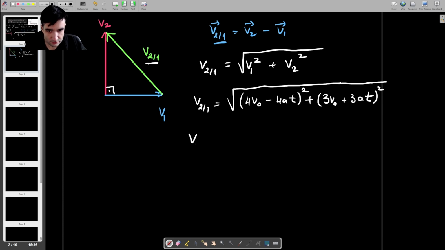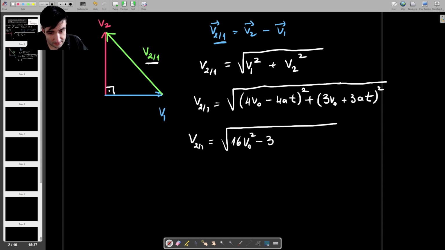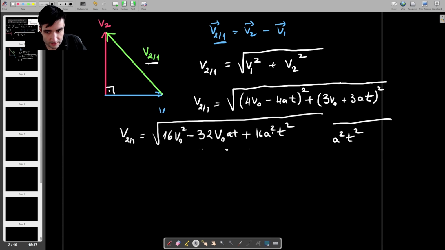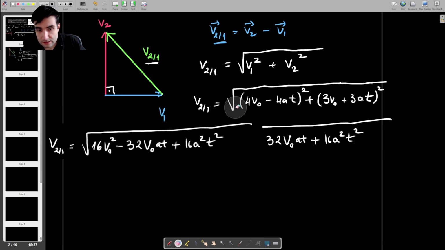Okay, so we can now expand the brackets. So this is going to be 16 v0 squared, and then I think we have minus 32 v0 at plus 16a squared t squared. And actually, I think I should have managed my space a bit better.